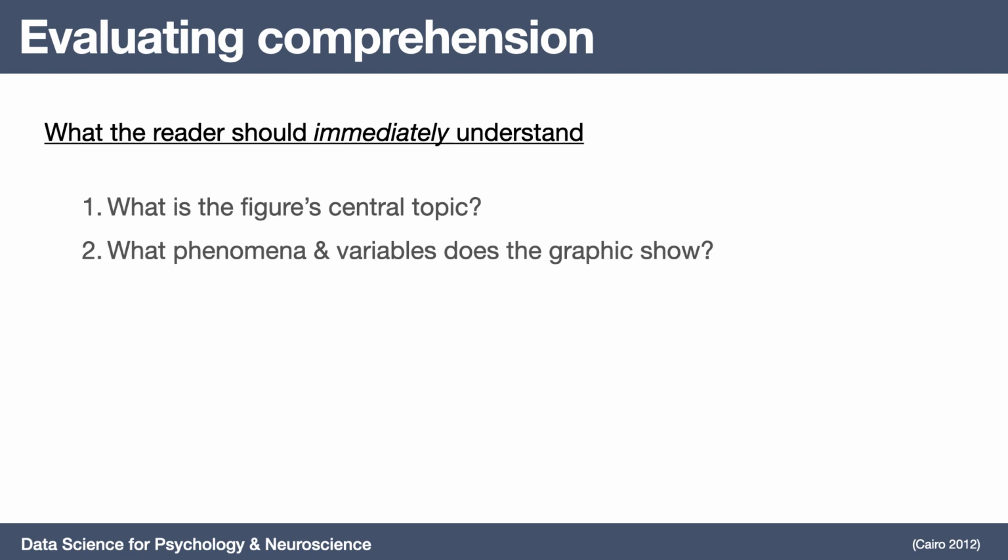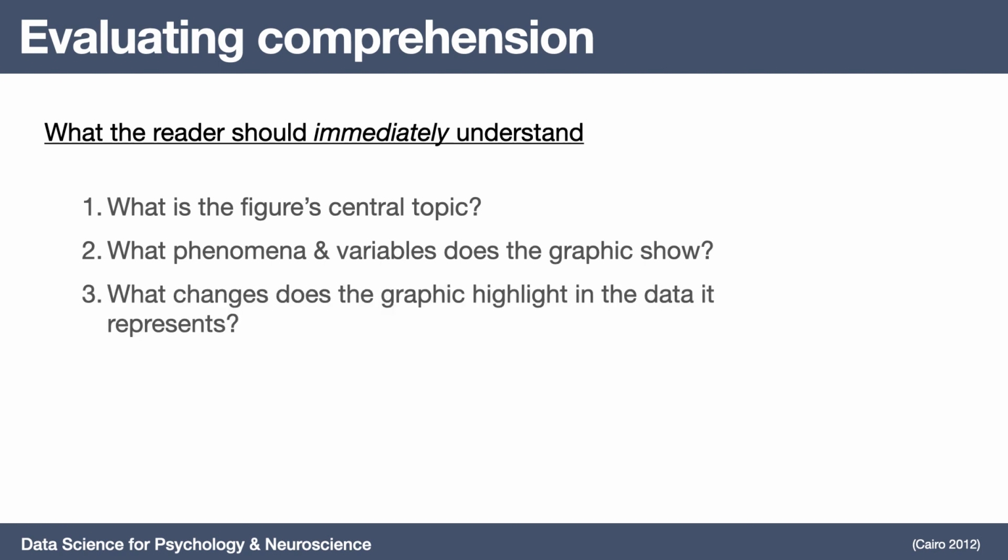Is it risk of a particular disease across socioeconomic class? Is it distributions of activity across the brain? Is it group differences in working memory load? They should very quickly, very easily be able to answer what variable and what associations or phenomena you're looking at.